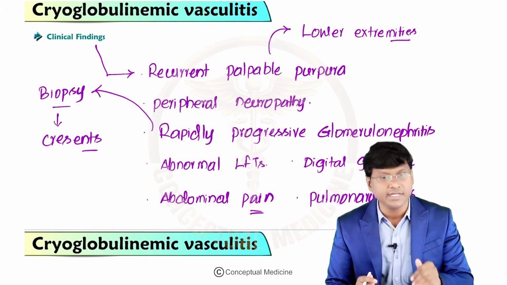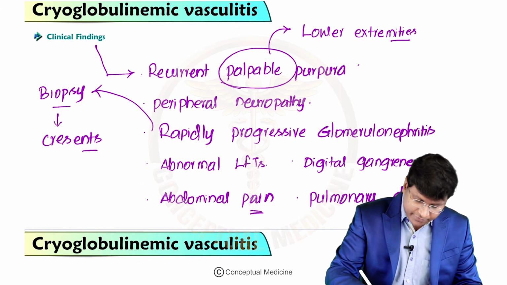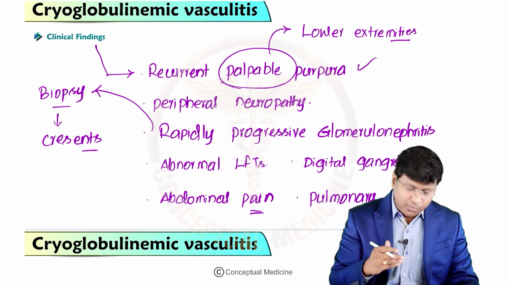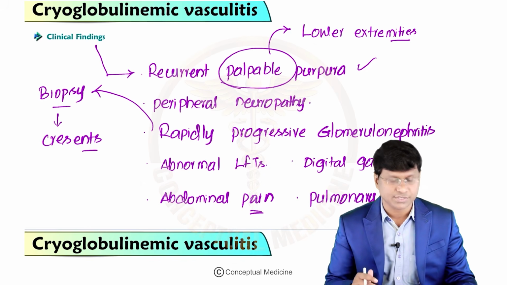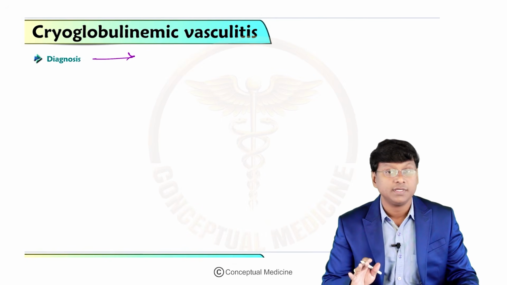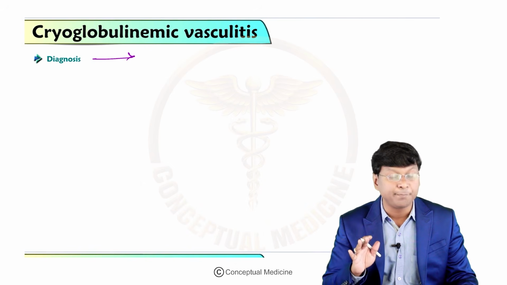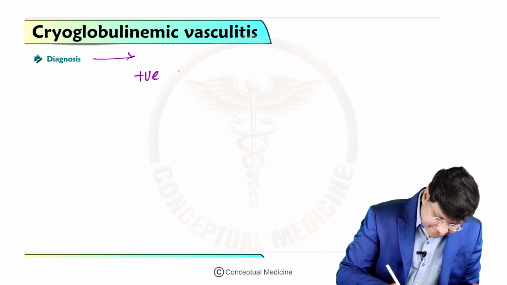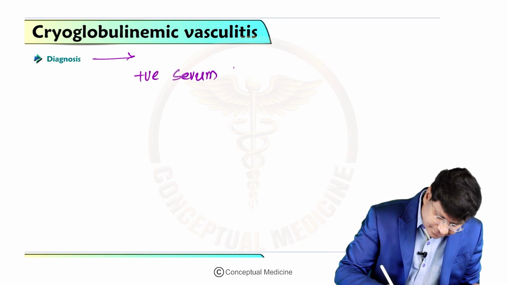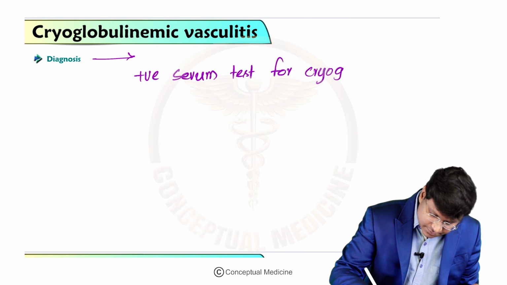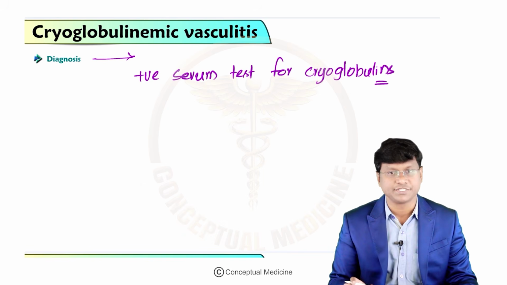The most common manifestation in cryoglobulinemic vasculitis is palpable purpura, mainly distributed over the lower extremities. Then how will you diagnose cryoglobulinemic vasculitis? The diagnosis is based on a compatible clinical picture and a positive serum test for cryoglobulins.